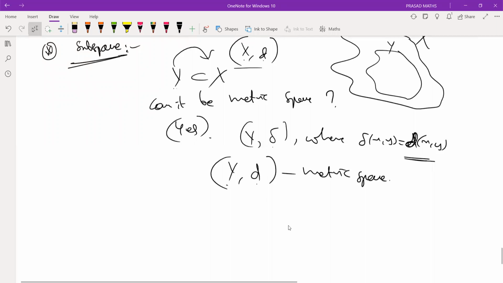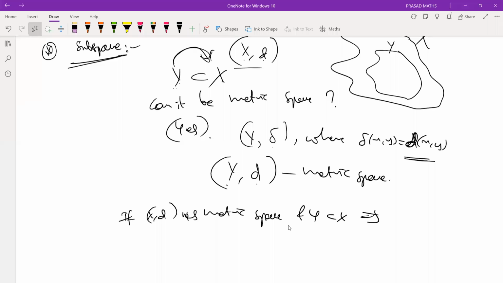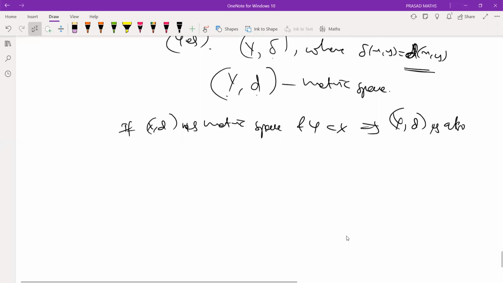If X comma d is a metric space, by the inheritance property, Y is a subset of X. So any metric that acts on X is automatically a metric on Y, because if X comma d is a metric space and Y is a subset of X, then Y with respect to d is also a metric space. A subset of a metric space is always a metric space.